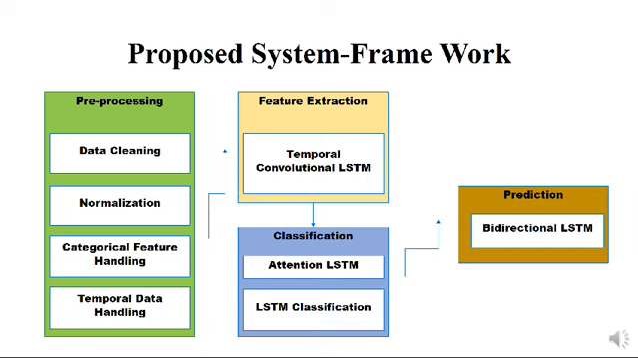And in that feature extraction, with the help of the convolution LSTM algorithm, long short-term memory, the previous history will be analyzed here, and with the use of the attention LSTM and the LSTM classification, we can classify the CKD and the non-CKD. And finally, with the help of the bidirectional LSTM, we can identify the stages, accurate value.